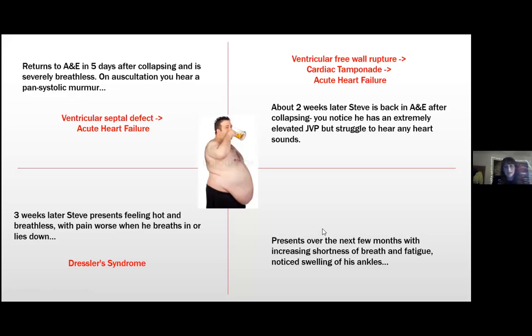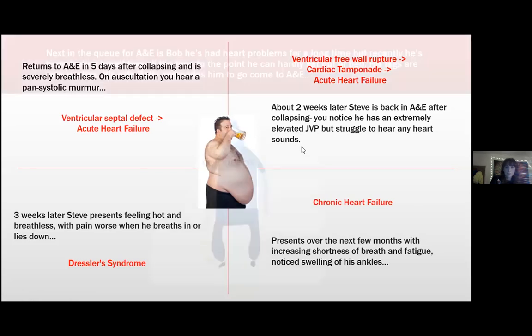And finally, Steve presents a couple of months later with increasing shortness of breath and fatigue and swelling around his ankles. Does anyone know what this one might be? Heart failure, perfect. Well done to everyone who got them, because I think it's quite tricky to think quickly as you're going. And let's move on.